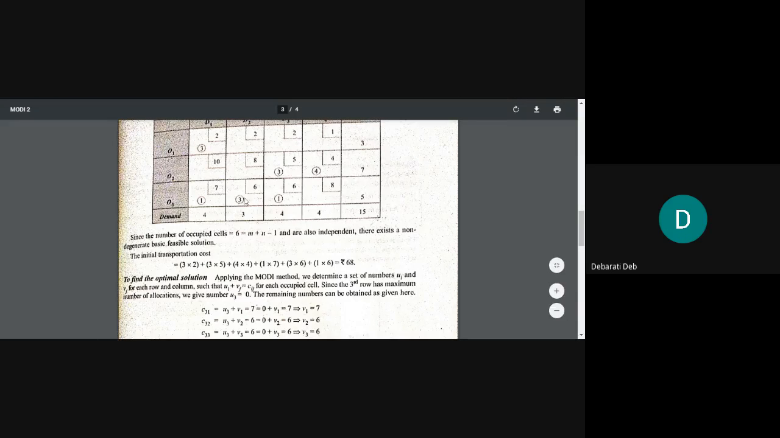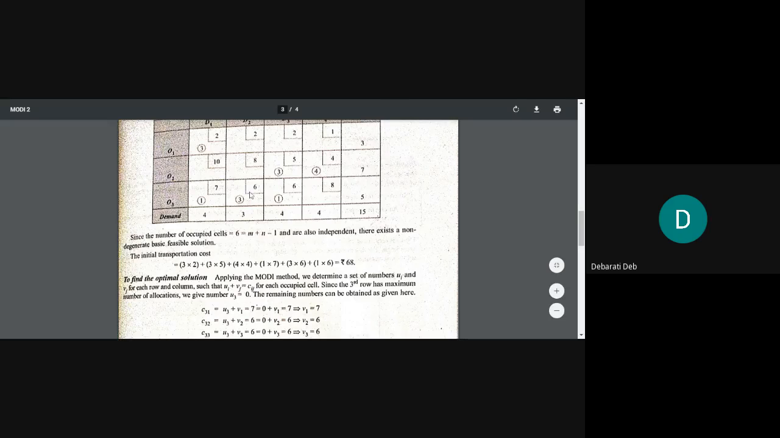I mean, how will you write C21, C23, C12, C13? How will you write this cost 6? Ma'am, C32. C32. Okay, 3 is the row and 2 is the column. So we'll write C32 equals to 6.